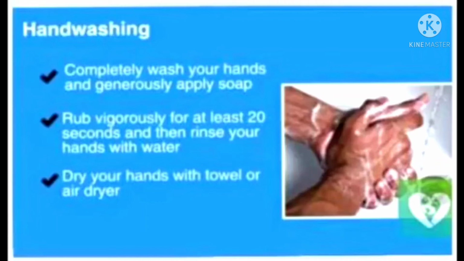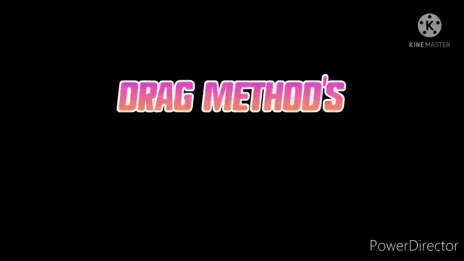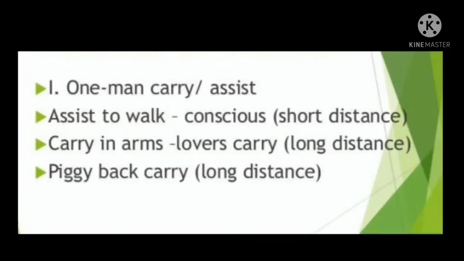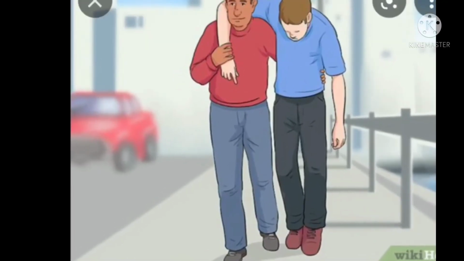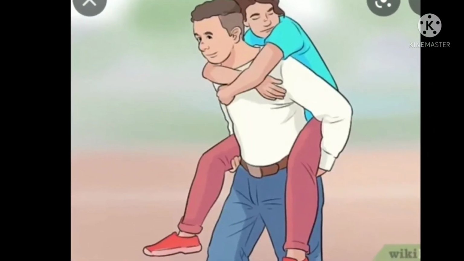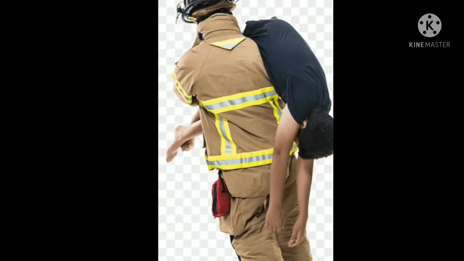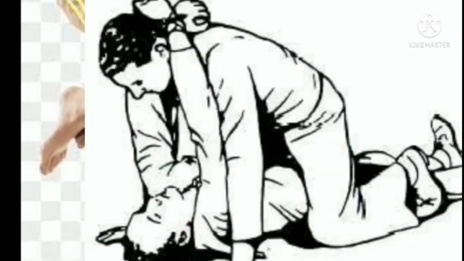Again, uulitin ko, a first aider is a person or thing which provides aid or assistance. A first aider is a helper, support, or means of assistance. Some types of one-man carry methods: first, assist to walk. Second, piggyback. Third, carry in arms. Fourth, firefighter carry. And last, fireman's carry.